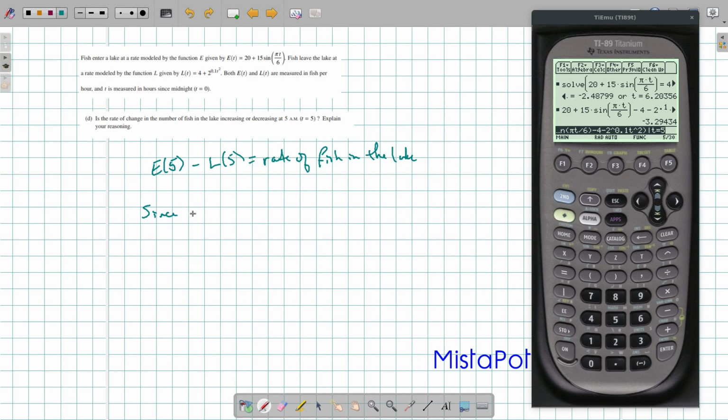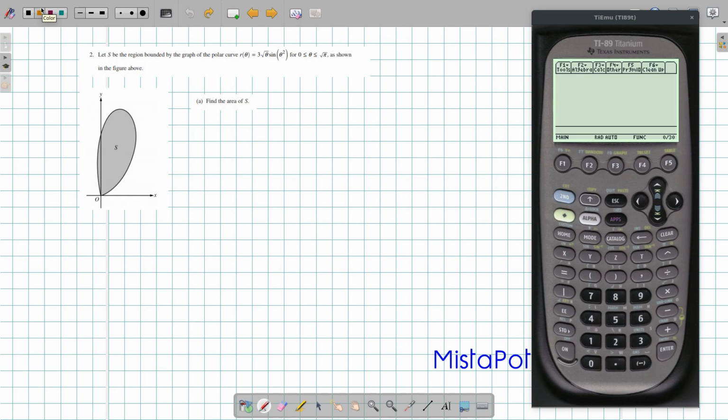So since E of 5 minus L of 5 is negative 3.294, which is less than 0, the rate is decreasing. So the thing is, I figured out the rate at the particular time, and I've explained my reasoning because this rate of change is less than 0. Anytime my rate of change is less than 0, I'm going to be decreasing. So this is problem 1. And on to problem 2.